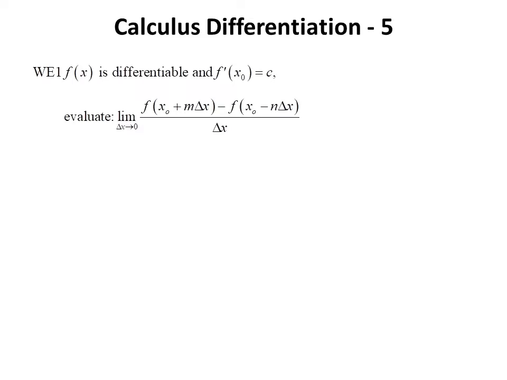Welcome to the series of differentiation, and this is the fifth session of this series. Here, example 1 is to evaluate the limit of f of x naught plus m delta x minus f of x naught minus n delta x all over delta x as delta x approaches 0, given that f of x is differentiable and f prime of x equals a constant c at the point of x naught.